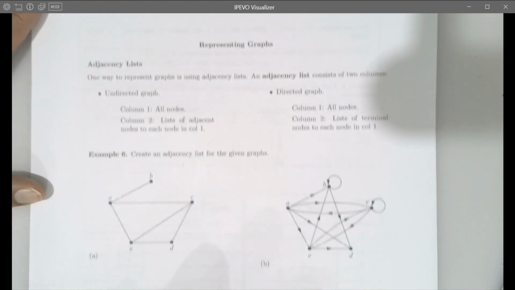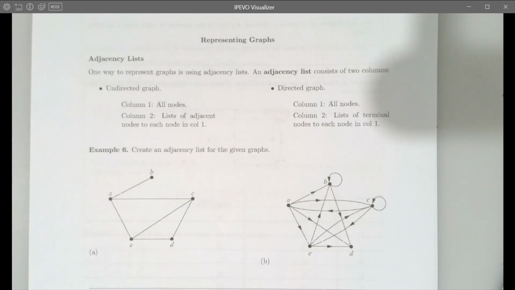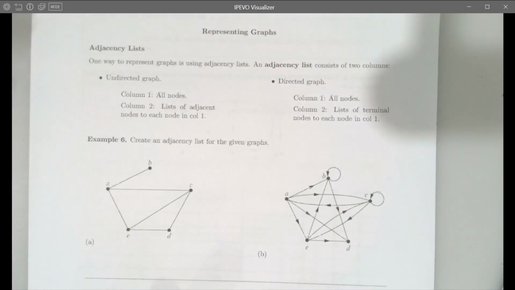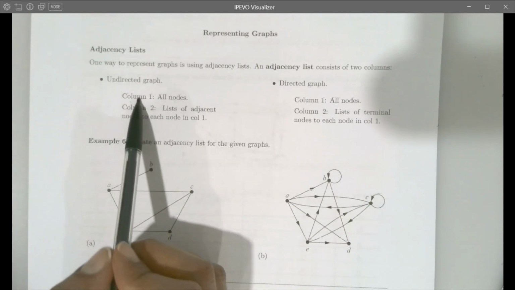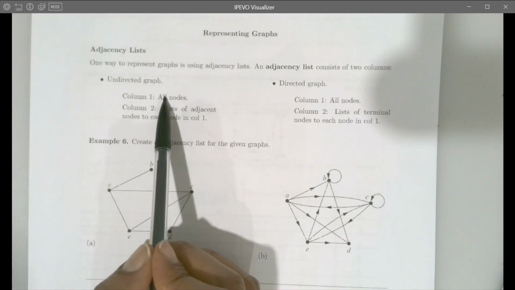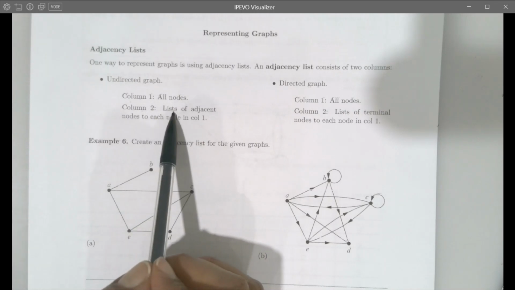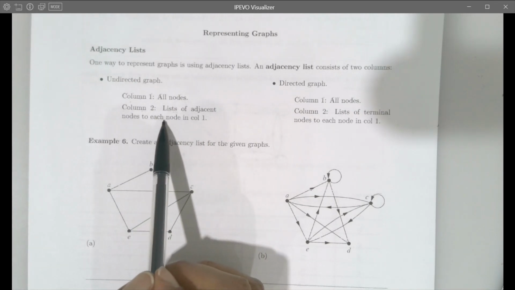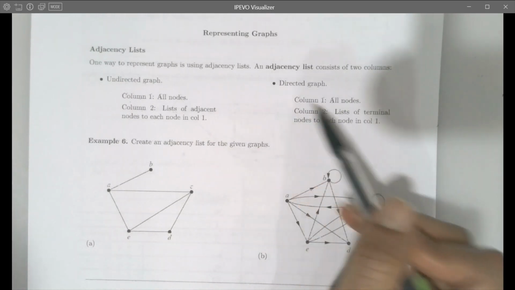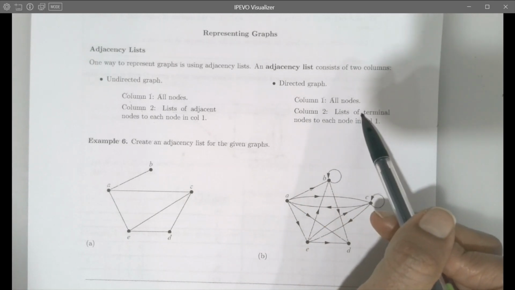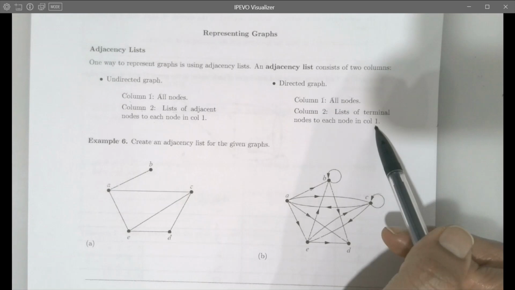Okay. We can now talk about representations of graphs, or what different ways there are for representing a graph. We're going to start with an adjacency list, and we'll see how to create an adjacency list for both undirected and directed graphs. For an undirected graph, it's going to have 2 columns, where the first column consists of all of the nodes, and the second column will be the list of the adjacent nodes to each node in the first column. In a directed graph, the first column will be the same, but the second column will be the list of the terminal nodes to each node in column number 1.